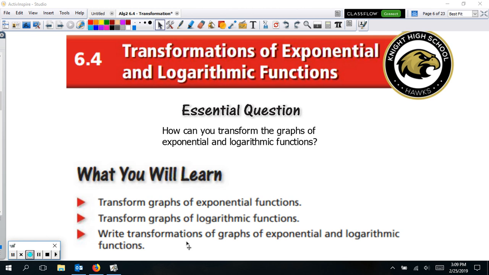And transformations is not a new topic. We've been seeing that pretty much in every chapter. For each function we've done, we've been doing some transformations. So look at those charts again. We'll have some charts, actually one for exponential and one for logarithmic in here. So we're going to transform the graphs of each of these, and we're also going to be writing transformations of graphs as well.